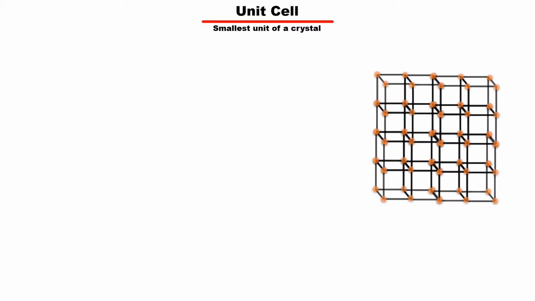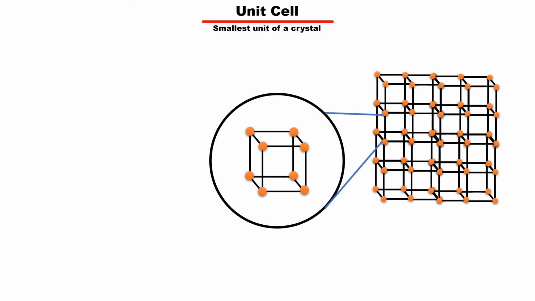Unit cell is the smallest unit of any crystal structure. It can also be called a small replica of a crystal. The repetition of a unit cell will form the same crystal. A unit cell can be defined in terms of lattice points.